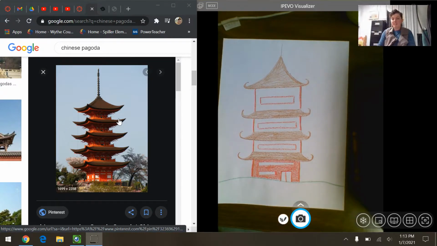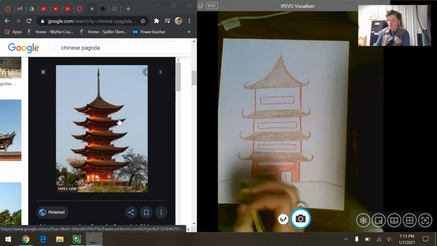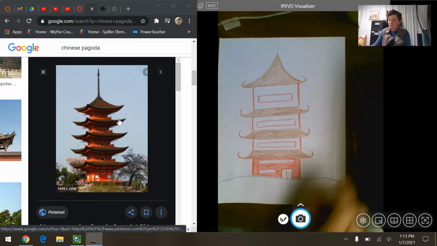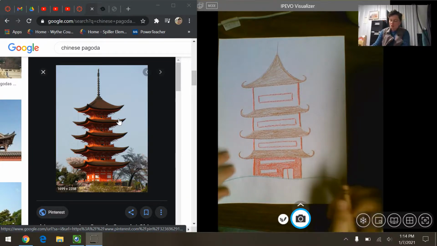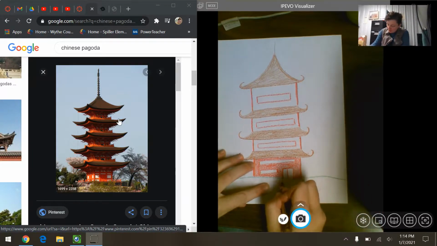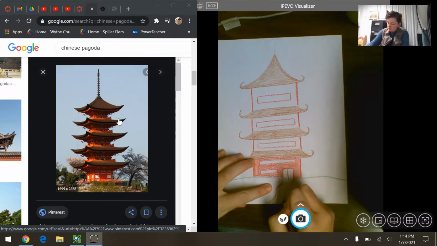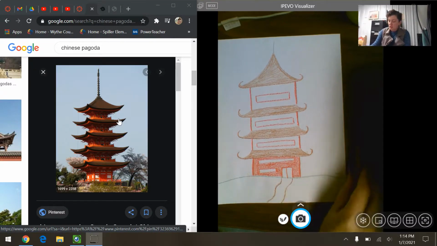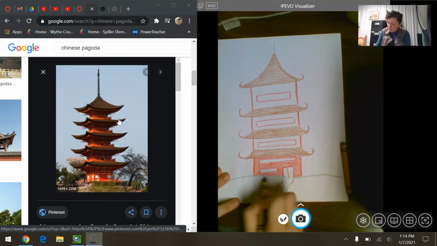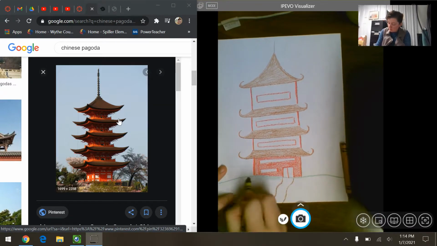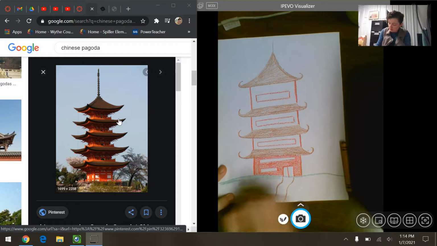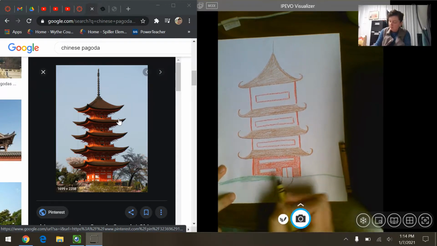Alright, so I'm going to pretend that I have it all colored in, and I'm going to talk to you a little bit about what else you could do with your pagoda. Okay, you could go ahead and add a walkway coming out from the door. You could add grass or flowers or people walking around. You could even add a pond or a river.